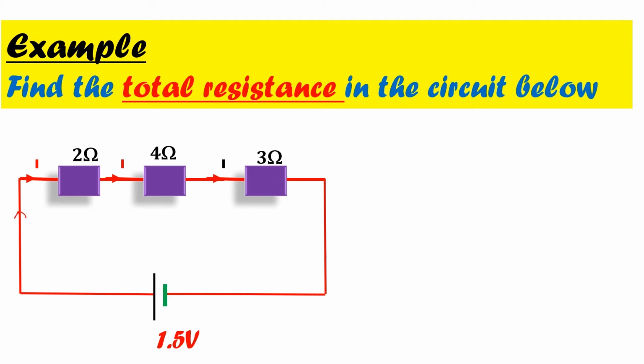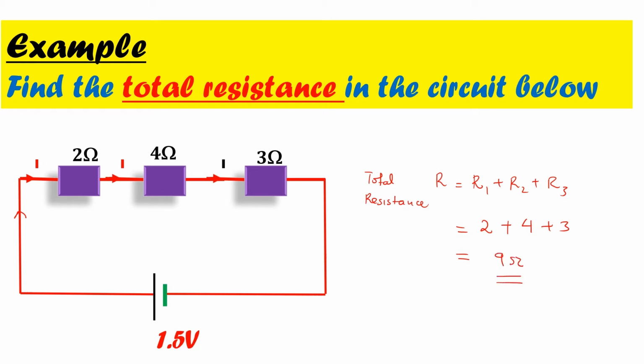But we know that when resistors are arranged in series, the total resistance can be calculated from the expression we derived, which is just the sum of the individual resistances. Therefore, the first resistor is 2 ohm, the second is 4 ohm, and the third is 3 ohm. And that gives you 9 ohms, which is the total resistance.